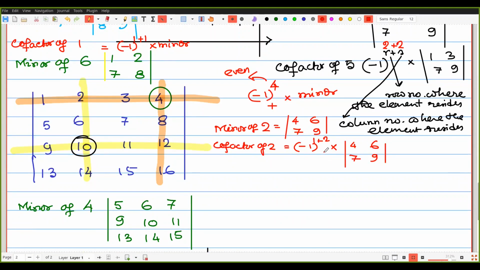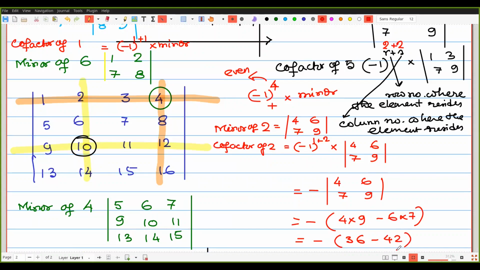Now minus 1 whole to the power 3. That means minus of 4, 6, 7, 9. If we consider minus 4 into 9 minus 6 into 7, that means minus of 36 minus 42, or we can say minus of minus 6. That means plus 6. Originally, that is its cofactor.